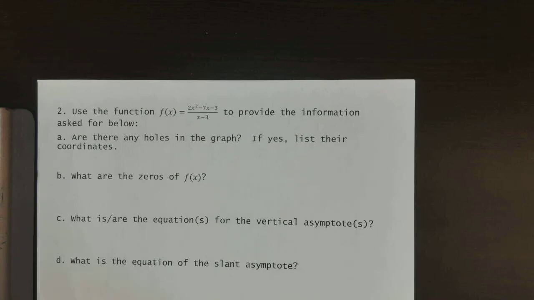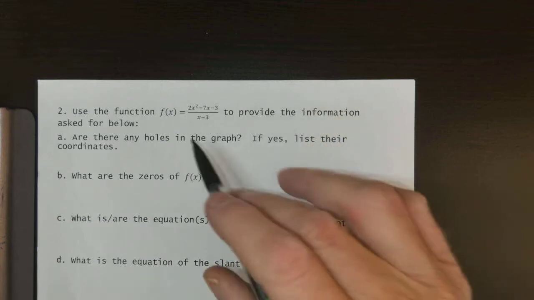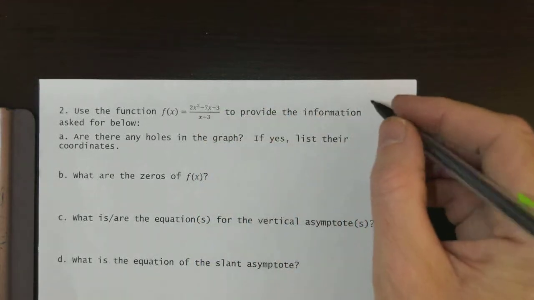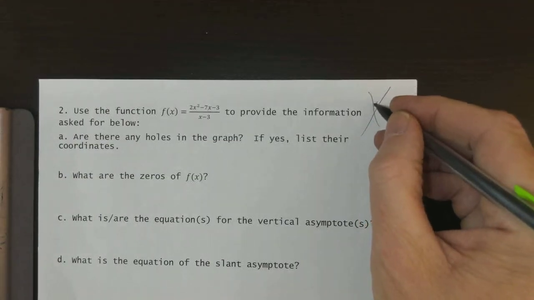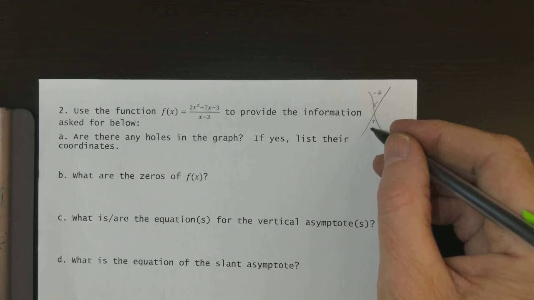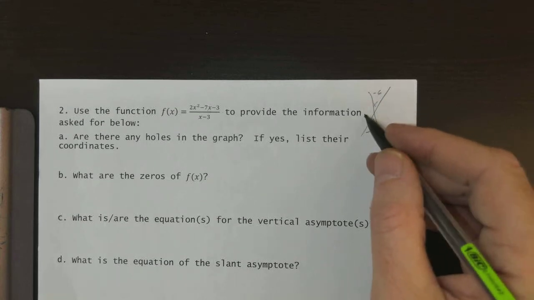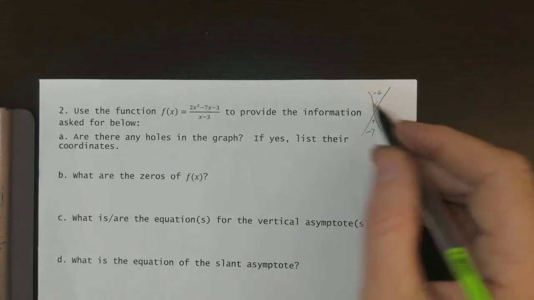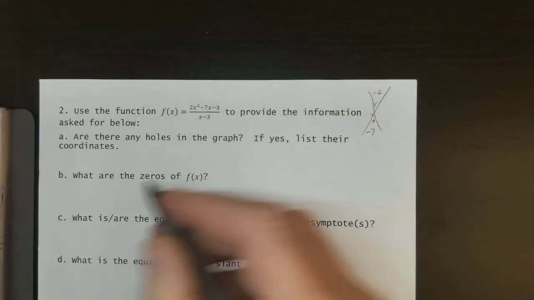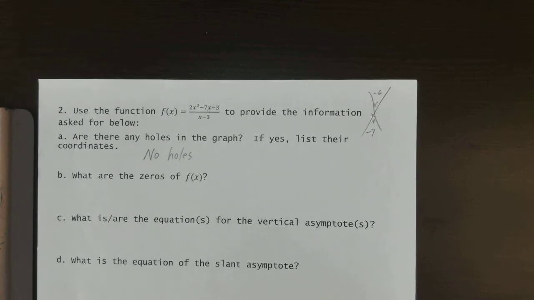Now let's look at this one. Use the function f of x equals 2x squared minus 7x minus 3 to provide information for the below. All right. I'm going to factor the numerator. I need something that multiplies to negative 6 and adds to negative 7. 6 times 1, but they've got to be different. So I don't think we're going to be able to factor the numerator. I'm not finding anything to fit here. So no holes in the graph. There's no common factor in the numerator and denominator.